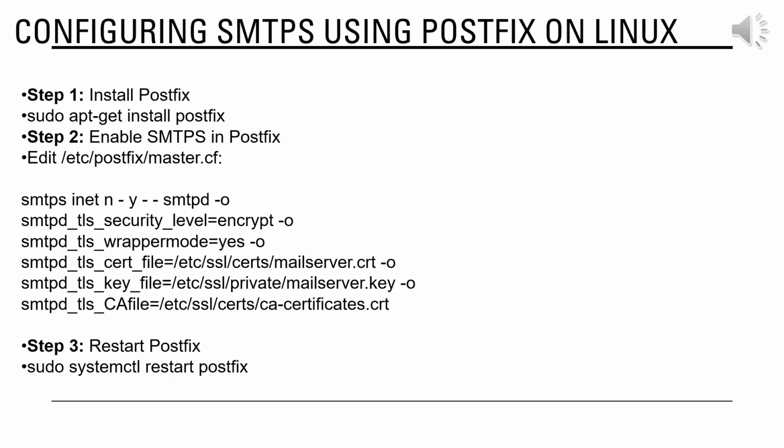Next, we're going to talk about configuring SMTPS using Postfix on Linux. Step one, you want to install Postfix first by using this code right here, sudo apt-get install postfix. Step two, you want to enable SMTPS in Postfix by using the edit, as you see from the code down below. And then step three would be to restart Postfix by using sudo systemctl restart postfix.